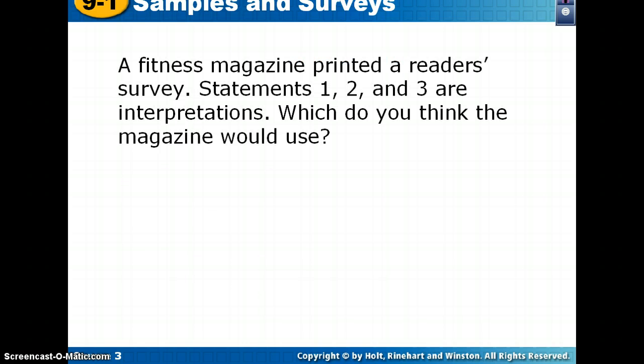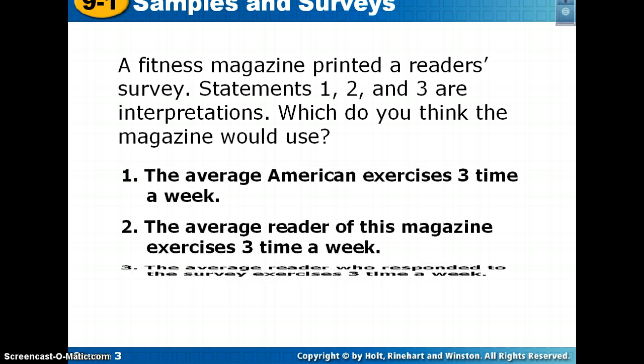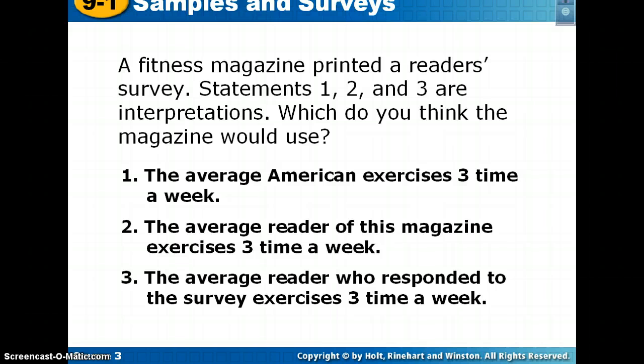A fitness magazine printed a reader survey. Statements 1, 2, and 3 are interpretations. Which do you think the magazine would use? Now remember, this is a fitness magazine. Statement 1, the average American exercises 3 times a week. The average reader of this magazine exercises 3 times a week. The average reader who responded to the survey exercises 3 times a week. Which one of those do you think they'd use?